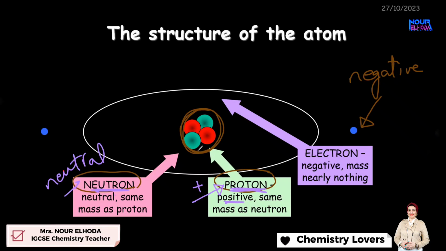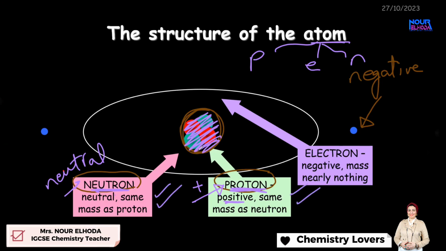يبقى once again, I have 3 types of particles inside my atom. What are these 3 types of particles? I have protons, I have electrons, I have neutrons. Which 2 types of particles are found inside my nucleus? يعني in the center of the atom. I'm going to find I have protons, I have neutrons. Exactly. The protons and neutrons, they are found in the center of the atom.